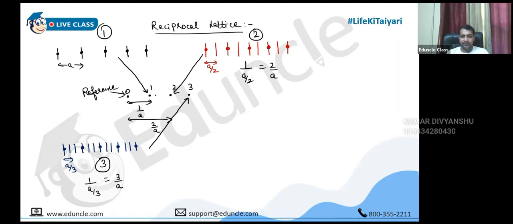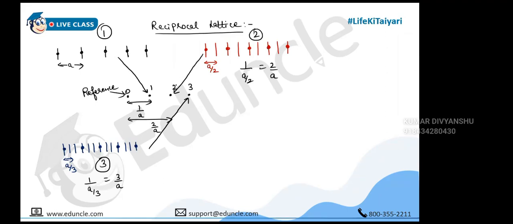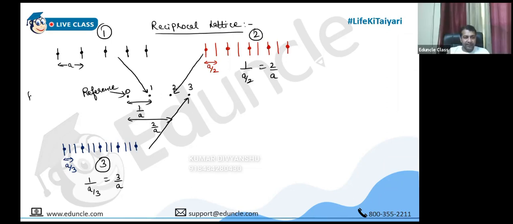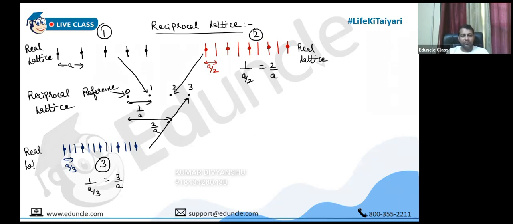Okay? Clear? Yes, sir. Anyone else? Means this is the reciprocal lattice. Let me write. This is the reciprocal lattice corresponding to these 3 sets of planes. This is real lattice. Now I think it will be more clear. This is real lattice. This is also real lattice. And corresponding to these 3 real lattices, you can see we are having a reciprocal lattice within the small space. Okay?